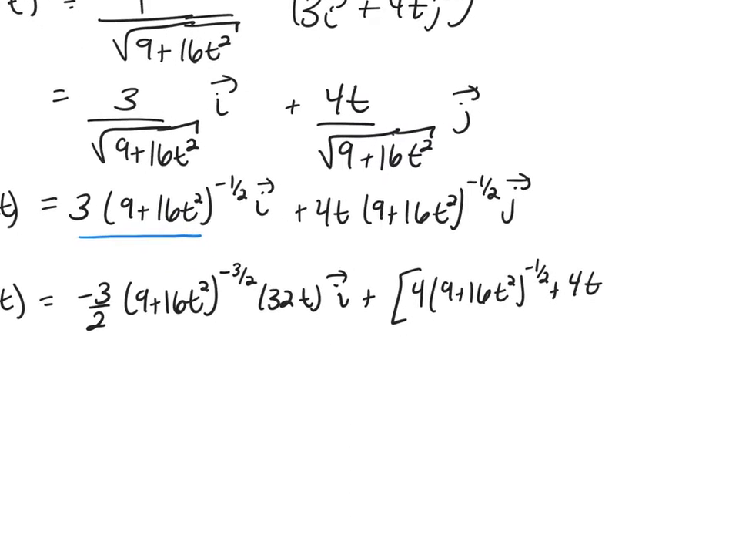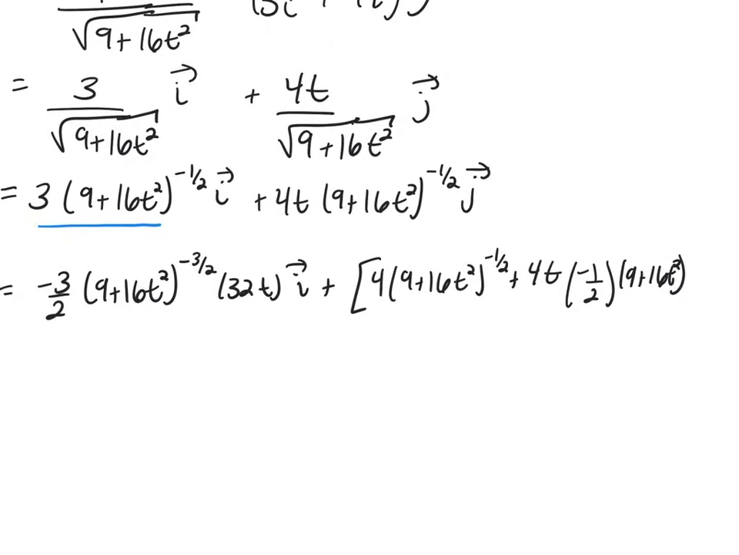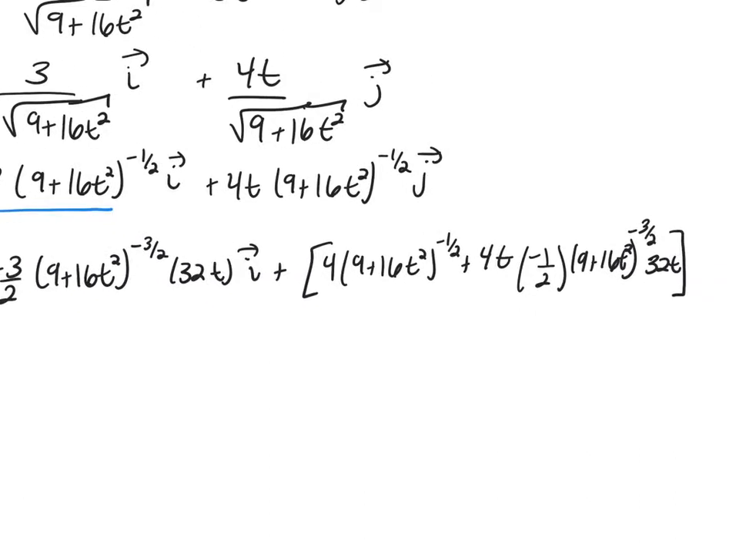and the derivative would be negative 1/2 (9 plus 16t squared) to the negative 3/2 times the derivative of the inside, which was 32t. And this is the j component, so there should be a j there.